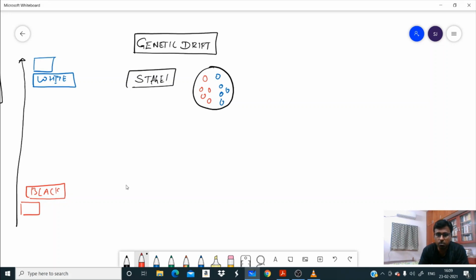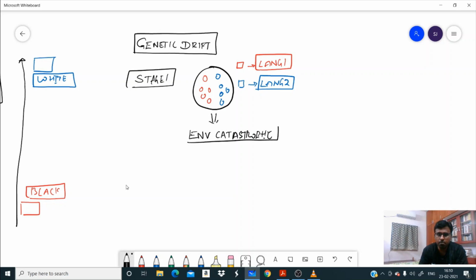But here I will add one more thing. For understanding purposes, the gene with the red color speaks language 1, and blue speaks language 2. But you should know very well that genes do not code for cultural phenomena such as languages. Genes code for biological phenomena. For understanding purposes, I have taken this example. But what happens is that an environmental catastrophe arises, any flood or earthquake, whatever it is.